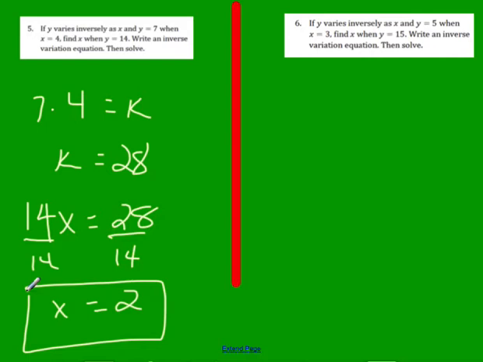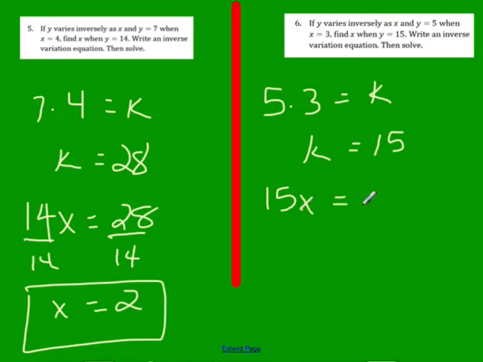Taking a look at number 6, y varies inversely as x and y is equal to 5 when x is equal to 3. So we're going to multiply those two together and set it equal to k. So k is equal to 15. It asks us to find x when y is equal to 15. So 15 times our x is equal to 15.